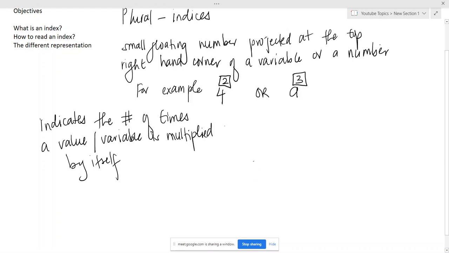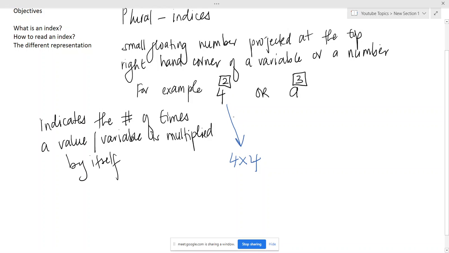All right, so we just want to quickly look at that. All right, so it indicates the number of times a value or variable is multiplied by itself. For example, we did look at 4 squared. Let me get a different color. So all 4 squared is saying 4 times 4. That's it. So that 2 represents the number of times I will see 4 while multiplying.